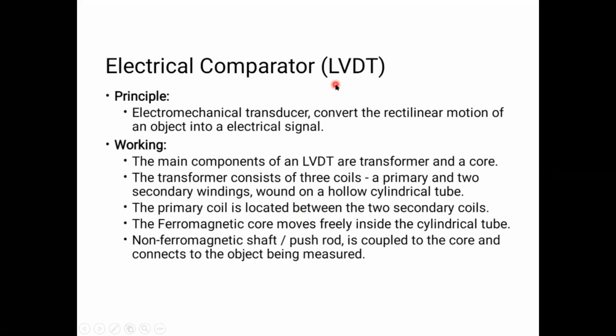An electrical comparator is sometimes called a linear variable differential transducer. The variation in the length or linear measurement is simply converted into a differential voltage output. If you observe the principle of LVDT, this electromechanical transducer converts the rectilinear motion of an object into an electrical signal. Here, the object to be measured or inspected is placed.